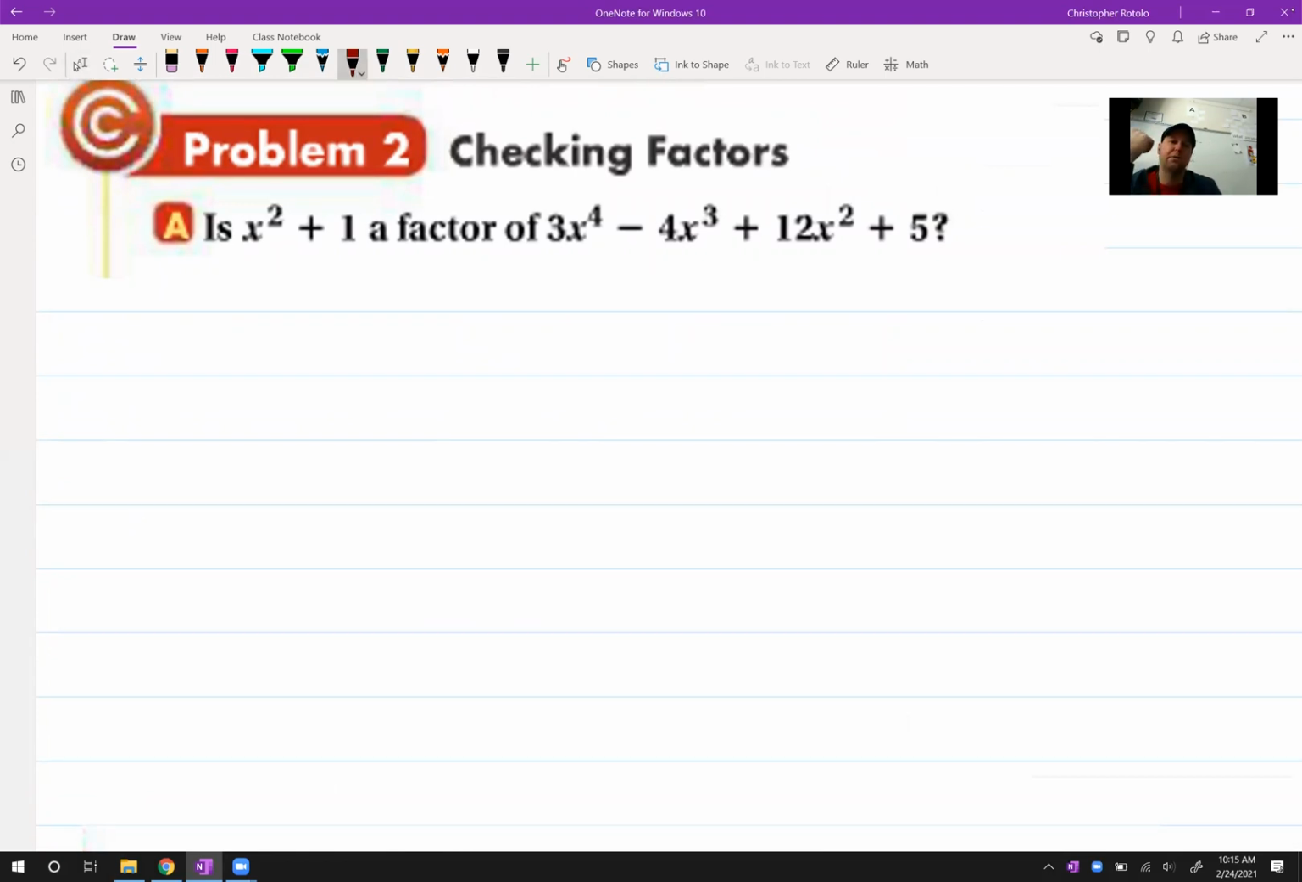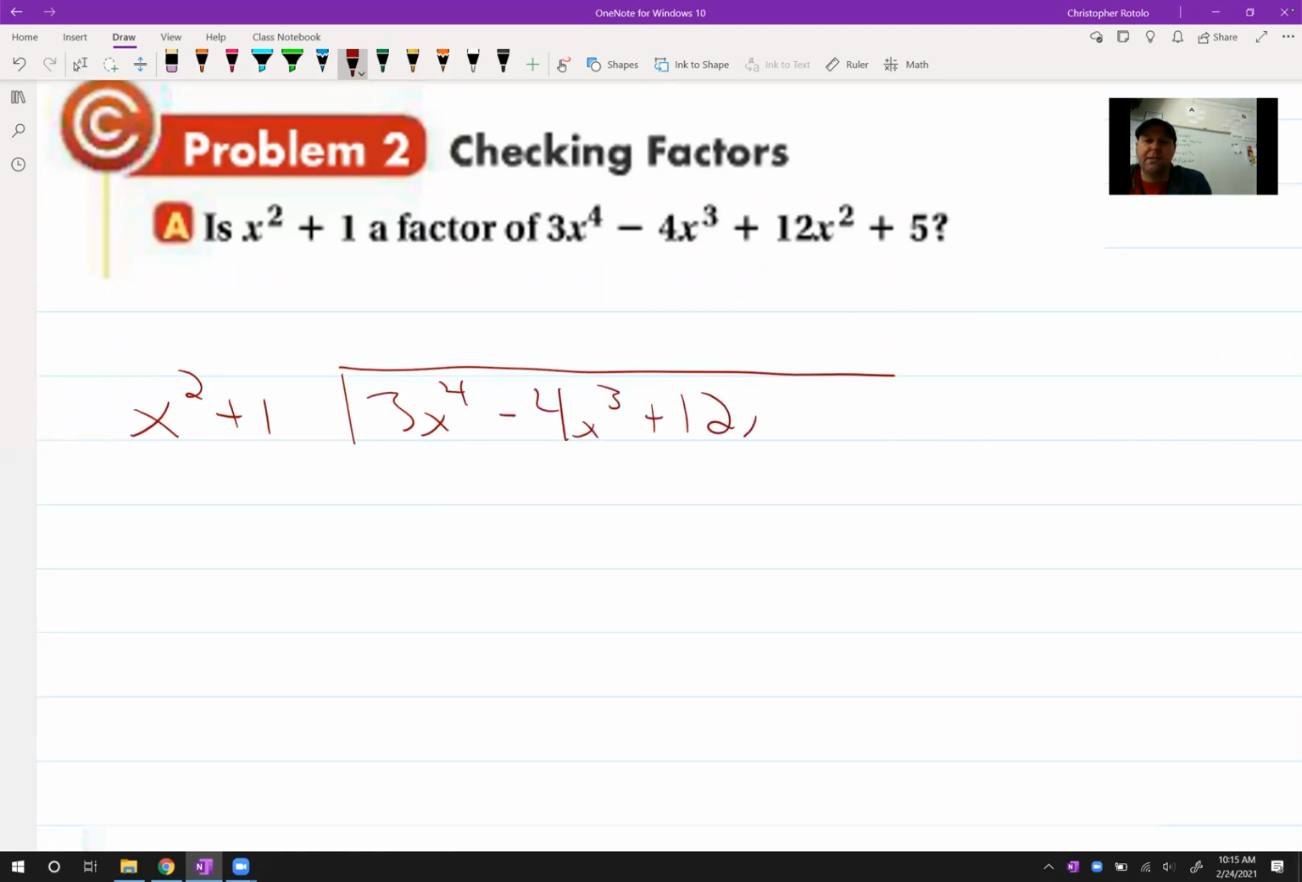I got x squared plus 1. Right, see, over here in the divisor, that's okay. In the dividend, since I don't have an x to the first power, that's not okay. Because this is all based on spacing, kind of like the decimal system. So as I fill this one in, all right, 3x to the 4th minus 4x to the 3rd plus 12x squared, but I don't have an x to the 1st. So how many x to the 1st do I have? 0 x to the 1st and then plus 5. Now I need this in the dividend because everything is based on spacing.